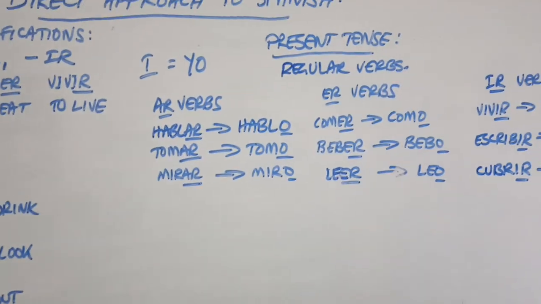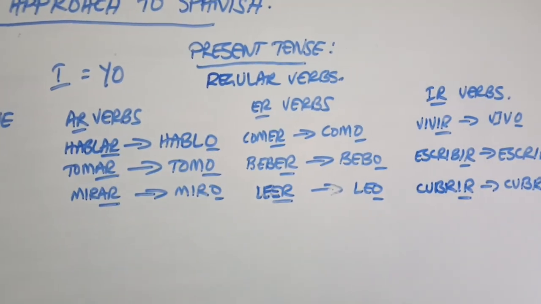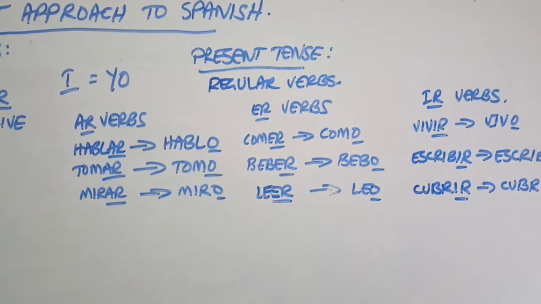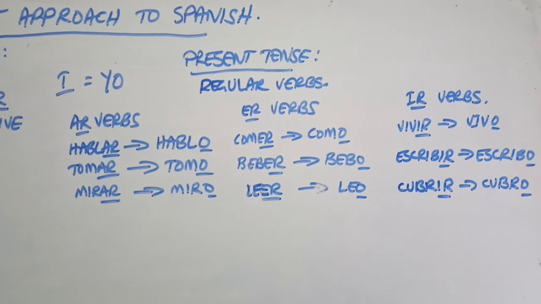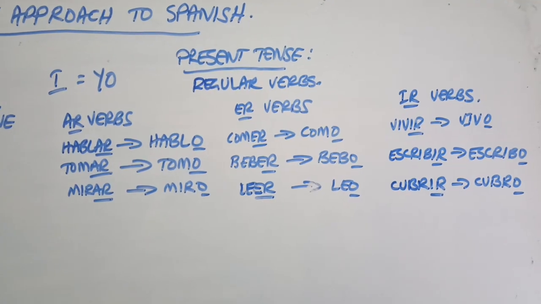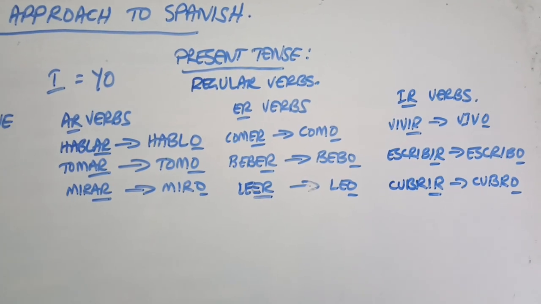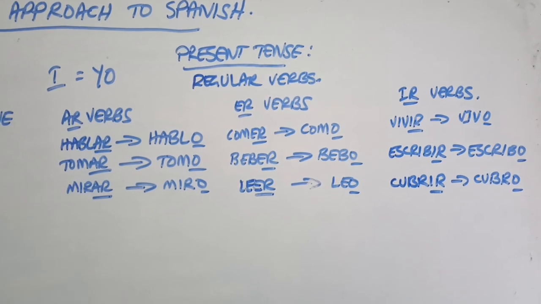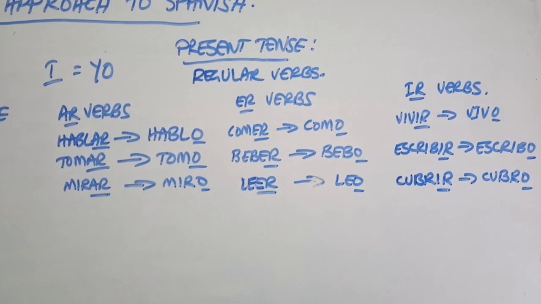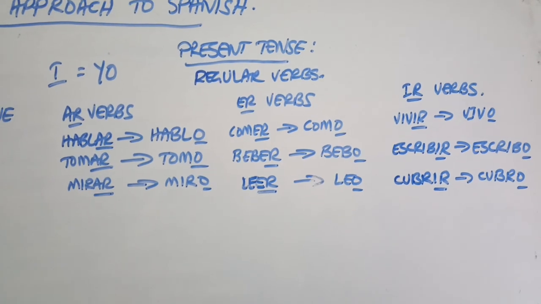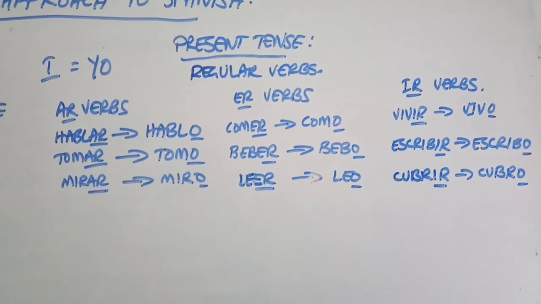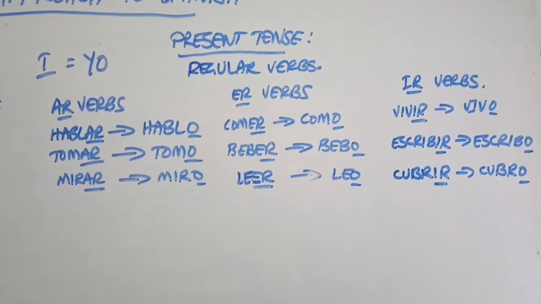Now, the next step: how do we form the present tense in Spanish of regular verbs? In Spanish, we have regular verbs and irregular verbs. Regular verbs are verbs that follow a definite pattern. They don't move out of this pattern. They all follow the same pattern. These are called regular verbs.